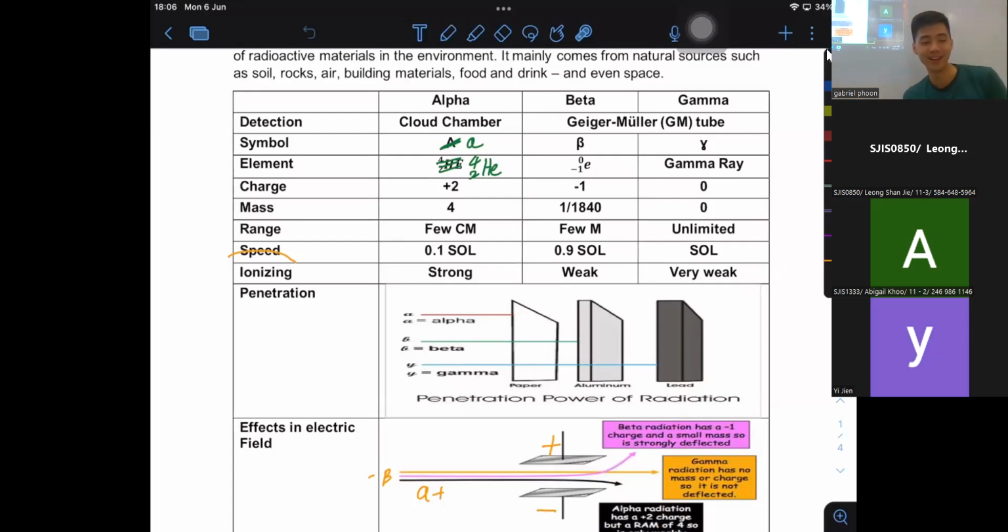So anyways, there are basically three forms of radiation, right? And obviously each one of them has its own symbol. Alpha will be a tailed A, beta will be a tailed B, and gamma will be the exact same symbol as your breast cancer symbol.